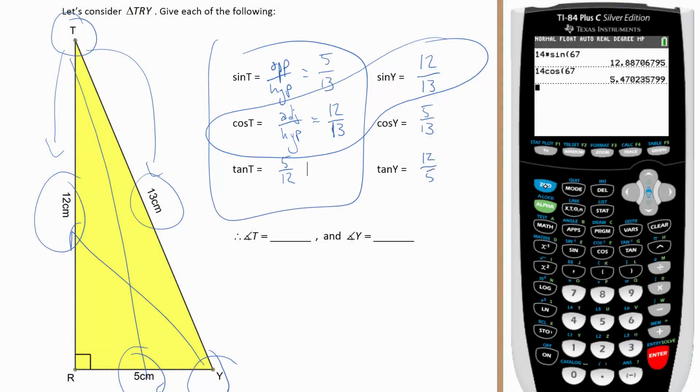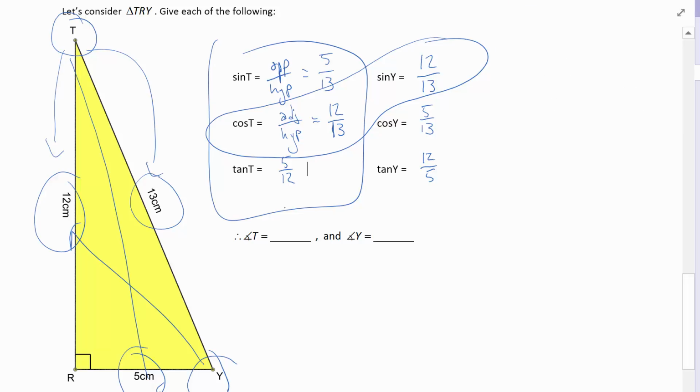And I do it by saying inverse sine, so second sine, and I can just type in 5 over 13, 22.6. Want to test it out with cosine? 12 over 13. 22.6, and I could do the inverse tangent as well, but I know that this is going to work. I've got angle t is 22.6 degrees.